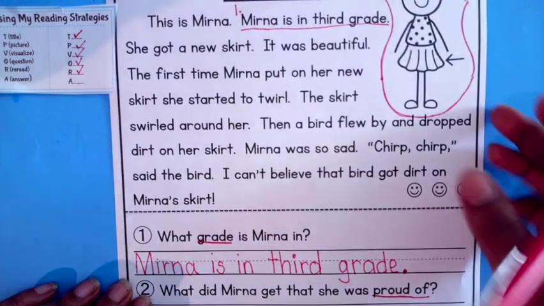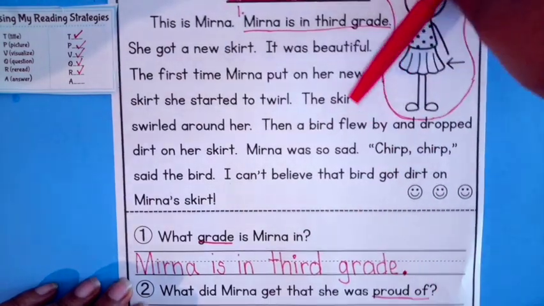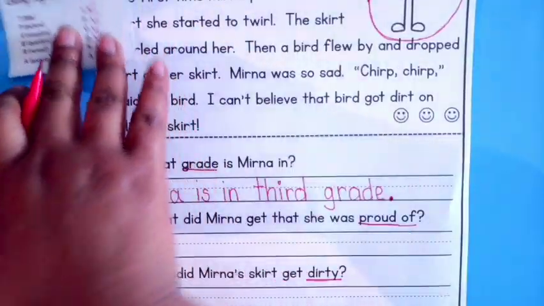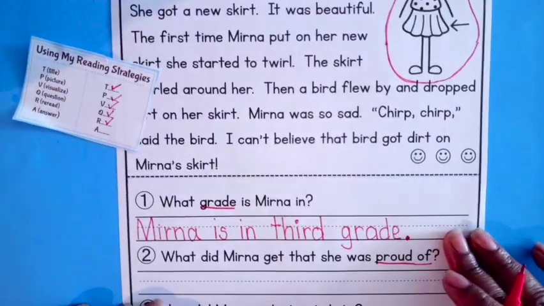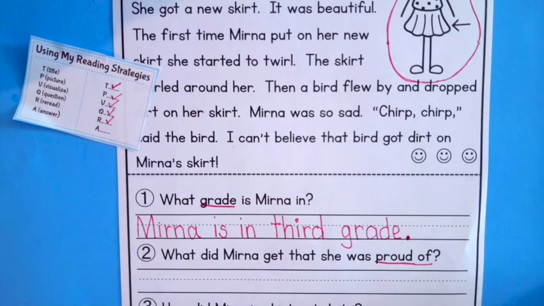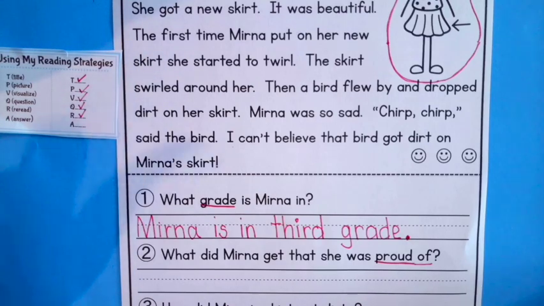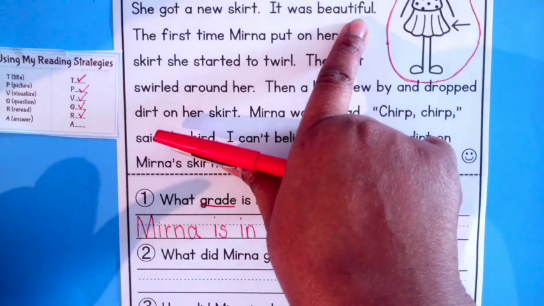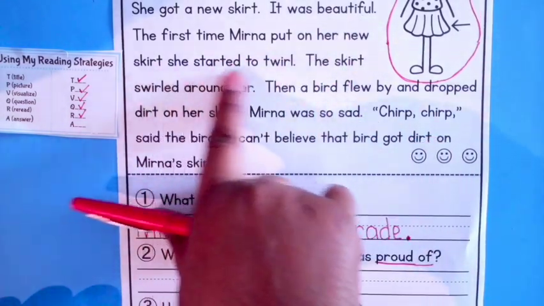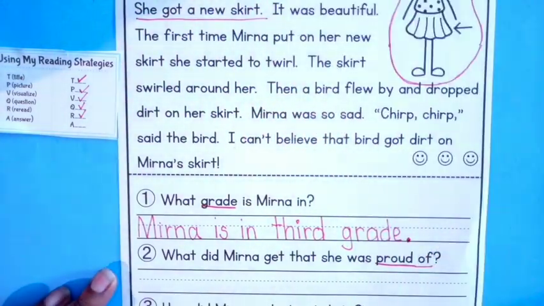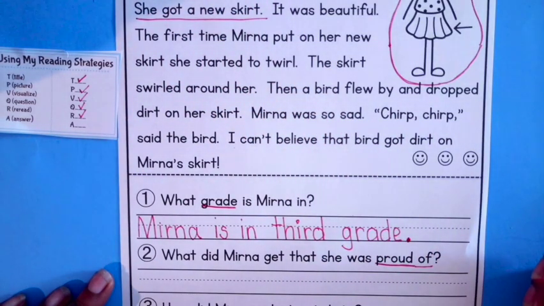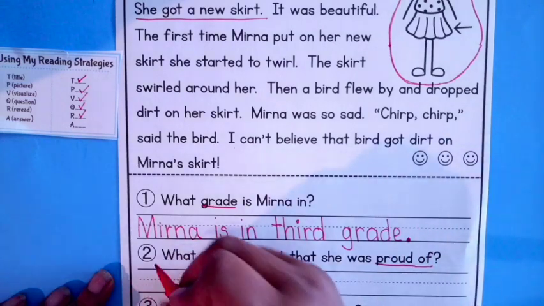Okay? Now number 2. Let's go right here. What did Myrna get that she was proud of? So we said that we know that she got a new skirt. And how did we know that she was proud of it? Because it says right here, it was beautiful. She started to twirl. So that's it. She got her new skirt. So you can say Myrna got a new skirt.